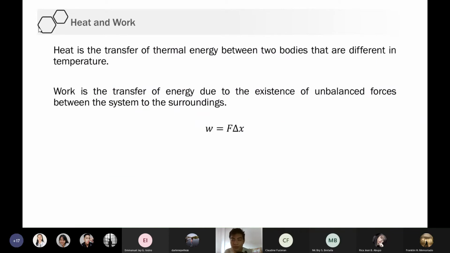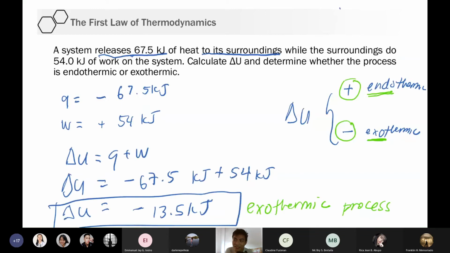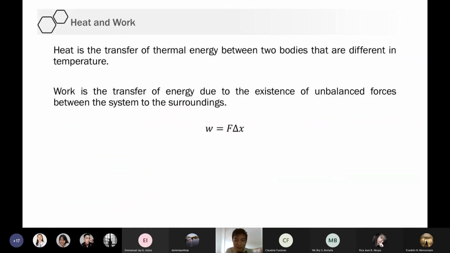So, for now, kasi given yung Q natin pati W, di ba? Given sila eh. What if ipasolve sila? Ayun yung problema natin. Given lang dito, ang dali lang mag-solve, di ba? Pero what if yun yung hinahanap? What if sila yung hinahanap natin, yung Q pati W? Paano ko gagawin yun, sir? Madali lang.